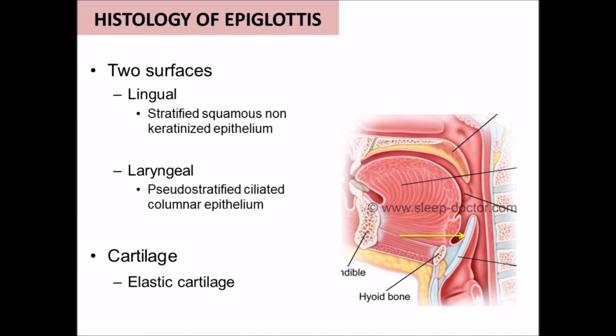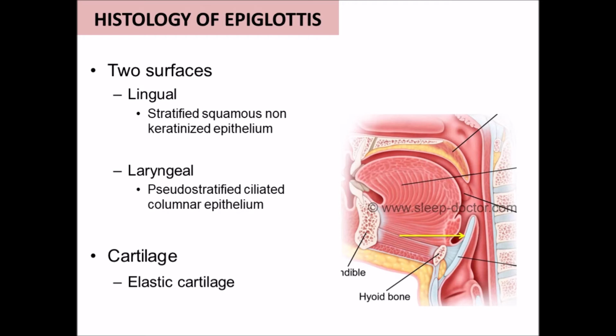Histology of epiglottis. Epiglottis is a leaf-like structure which forms the anterior wall of larynx, and this epiglottis presents two surfaces. One surface towards the oral cavity is known as the lingual surface. That lingual surface is lined by the oral epithelium, that is stratified squamous non-keratinized epithelium. This area is lined by the stratified squamous non-keratinized epithelium.